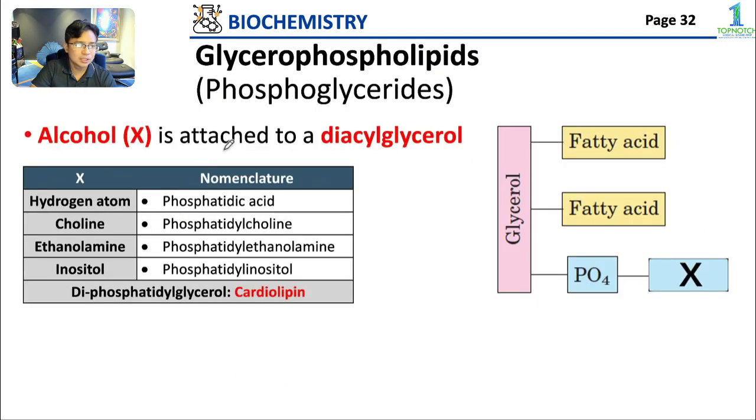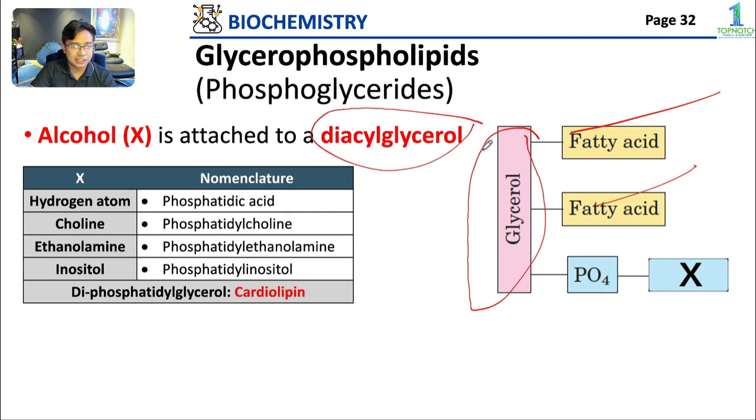Next, we have your glycerophospholipids. Okay? So, we have here the following nomenclature for them. So, it could be a glycerol having two fatty acids known as a diacylglycerol, and they're attached to an alcohol. Okay, so iba-iba yan guys. And they can have the following.